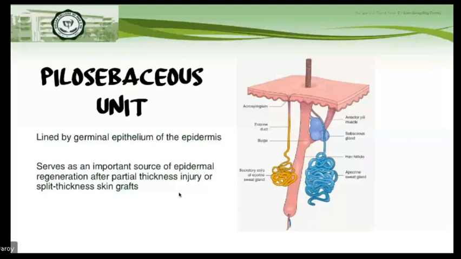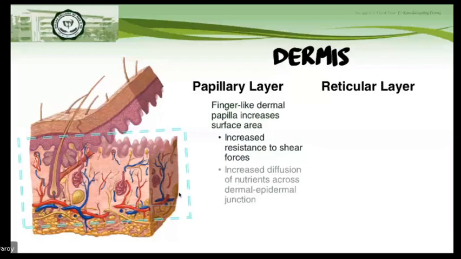Now we move on to the dermal layer. The dermis is composed of two distinct layers, the papillary and the reticular layer. The papillary layer is the superficial layer of the dermis that projects into the stratum basale of the epidermis to form finger-like dermal papillae. These papillae increase the surface area between the dermis and the epidermis and thereby increase the resistance to shear forces. And this also facilitates greater diffusion of your nutrients across the dermo-epidermal junction.